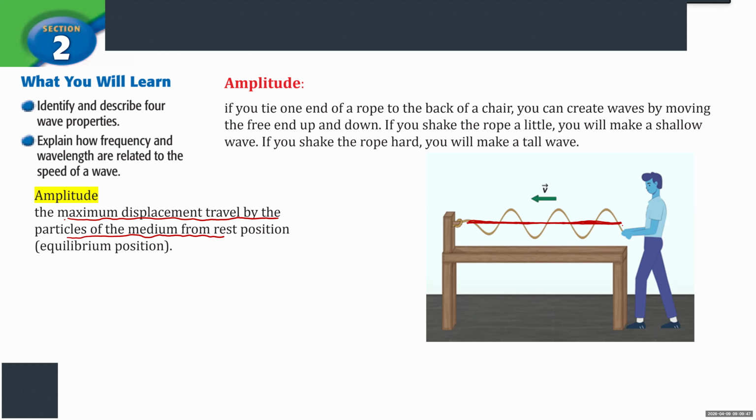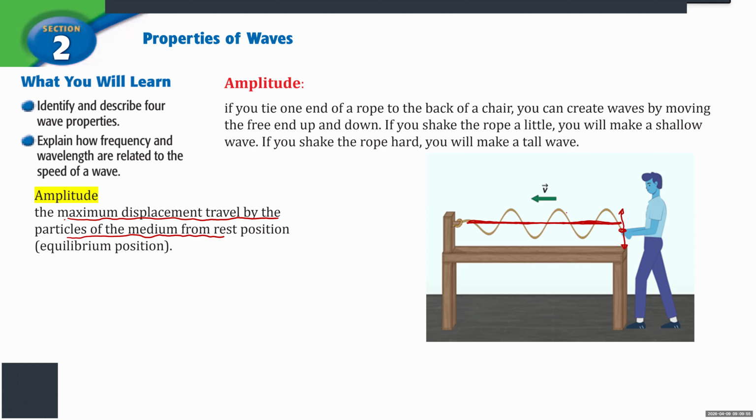When we shake the rope, when we shake our hand, the rope moves up and down many times. Here, this particle of the rope is moving up and this particle is moving down. So the distance traveled by the wave from equilibrium position is called amplitude.